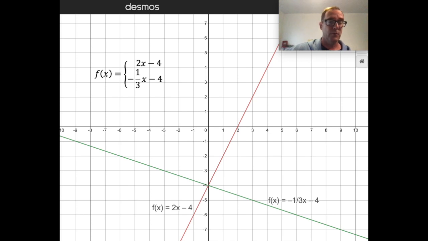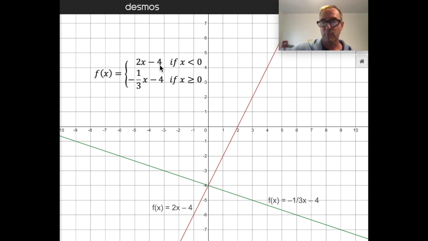And I do that through what's called a domain restriction. By putting the if x is less than 0 and if x is greater than or equal to 0 on here, I say trust this graph at this moment and trust that graph at other moments. And I can show that here as well.